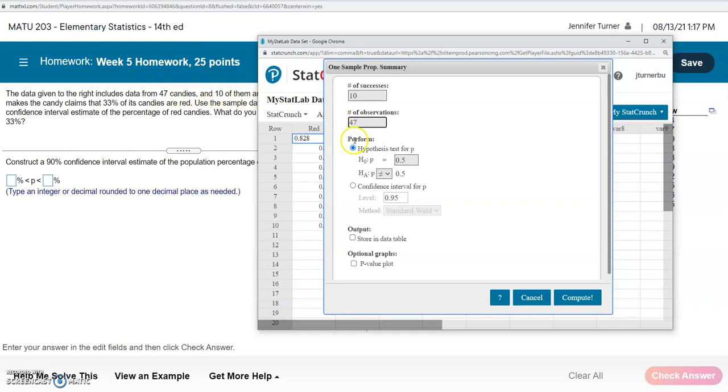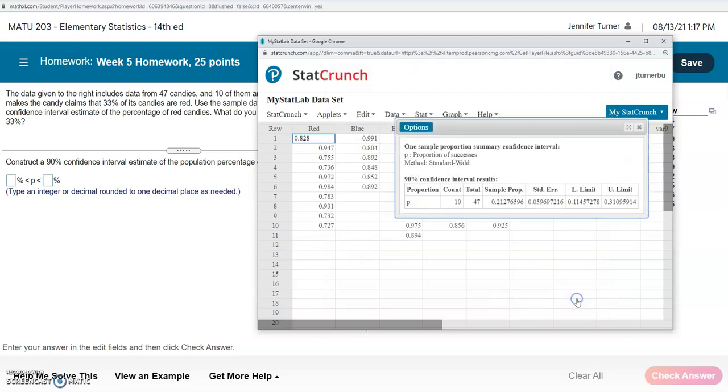The next question asks, do we want to perform a hypothesis test or do we want to do a confidence interval? For this question, we're trying to find a 90% confidence interval. So we're going to check Confidence Interval, and here we're going to put in the level, which is 90%. It gets entered as a decimal, so 0.9, and that's all we need to do. So we can go ahead and click Compute.